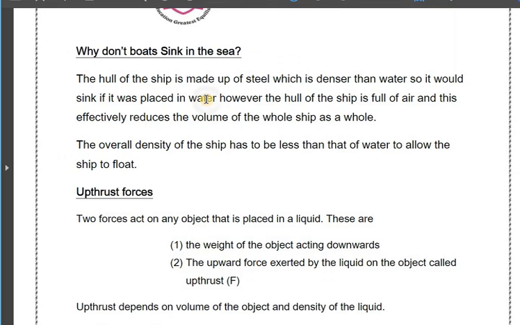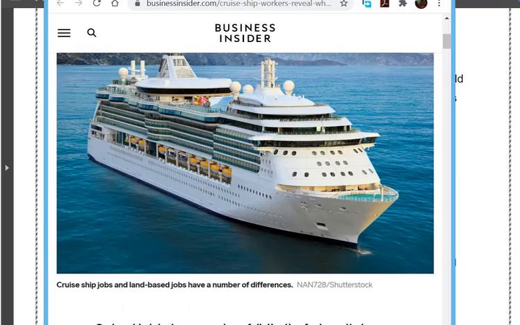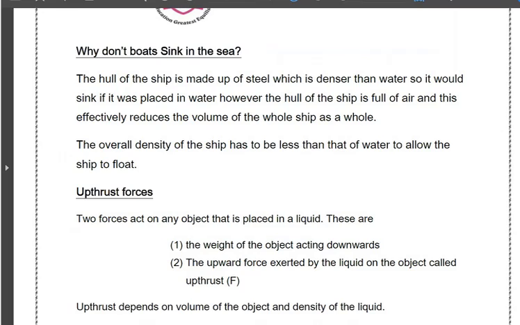So with ships, the hull of the ship, right, will be at the bottom of the ship. Some of it may even be slightly below the layer, what's it called? The part of the water. We can't even see some of it, but some of it is even under the water. Okay? So the hull of the ship is full of air.